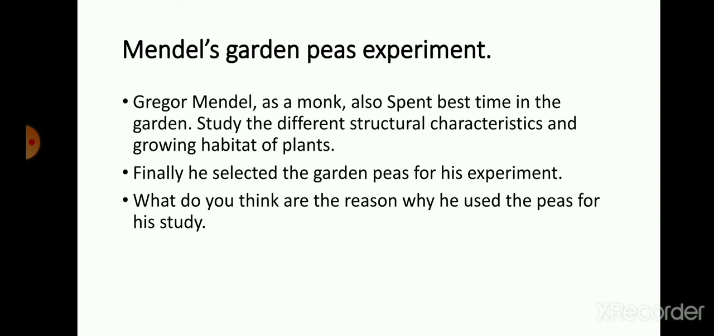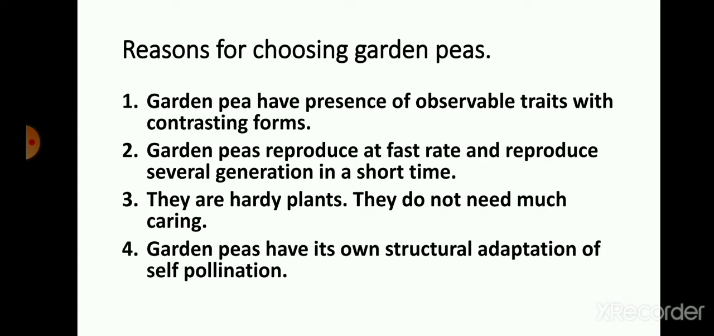And he selected the pea plant for his experiment of hybridization. They may be a monohybrid cross or a dihybrid cross. And he observed some traits among them. So what do you think the reason was behind selecting the garden pea plant as his experimental plant? There are some reasons for choosing the garden pea plant as an experimental plant.